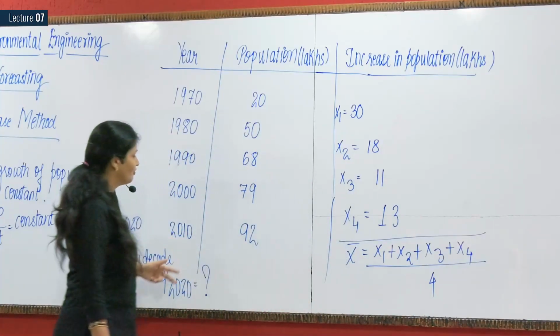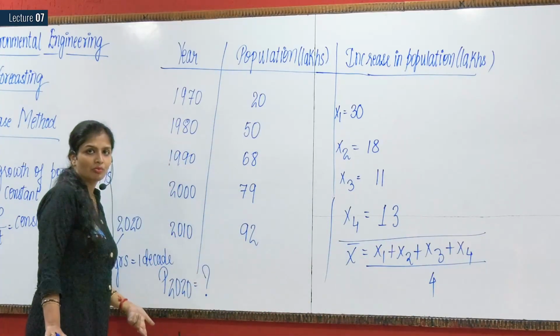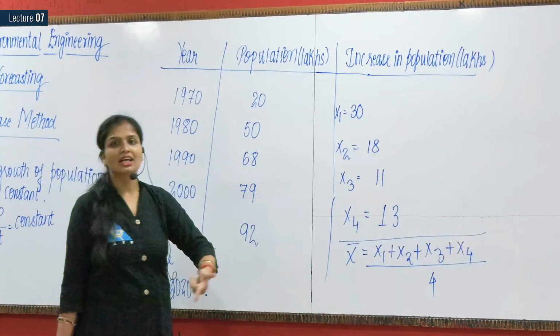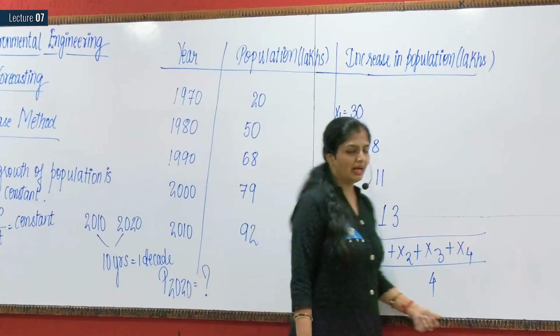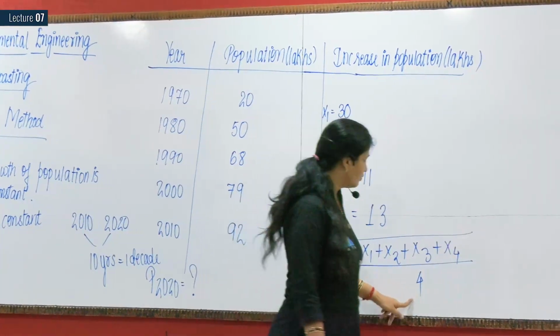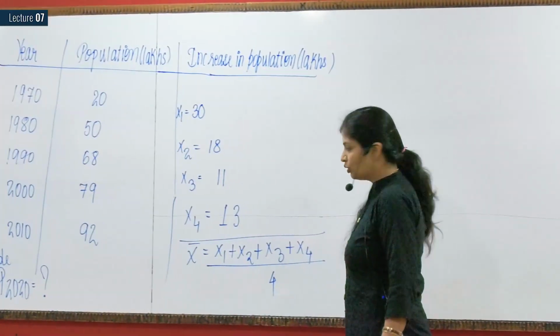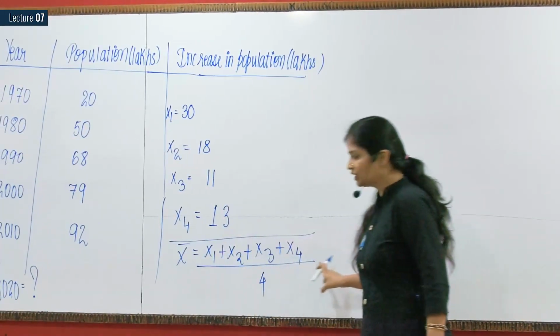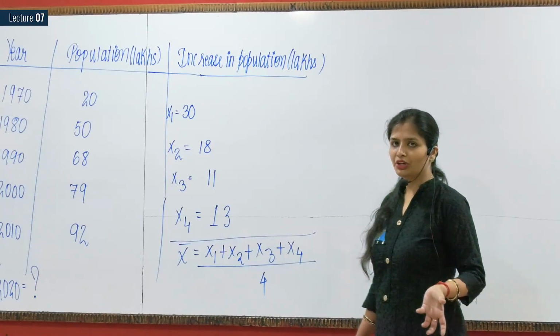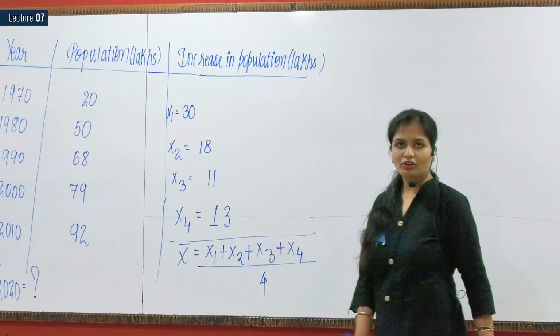Let us suppose I would have given you 2020 and 2030 also. Fine. So you would have got 2 more values, that is x5 and x6. So in that case, you would have divided it by 6. That is the number of decades. This 4 is for the number of decades. So for all these 4 decades you were knowing, but I told you to tell me the average value. So what you did, you divided it by the number of decades.